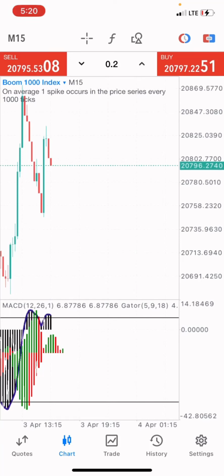So guys, this strategy is designed to help you make a lot of money from the market, especially if you are a beginner trader and you don't have any knowledge of the charts. You just want to try something and just make money off this market. This strategy is for you, so make sure you watch till the end.